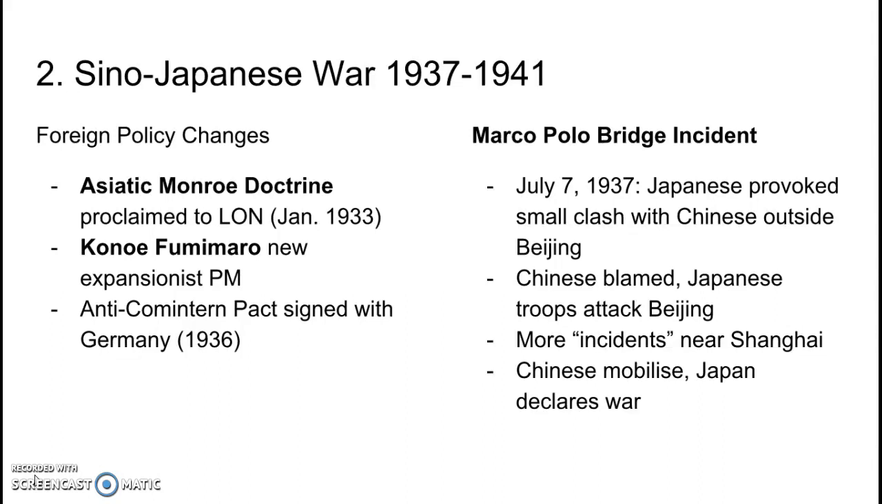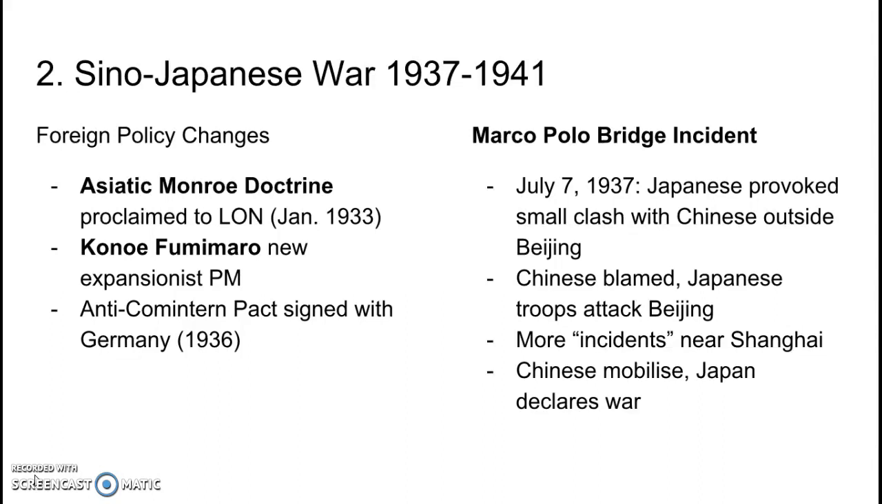The start of the Second Sino-Japanese War happened on July 7th, 1937. The Japanese provoked a small clash with the Chinese outside of Beijing. It was over a pass known as the Marco Polo Bridge. The Chinese were blamed once again. This is a similar routine or pattern that we saw with Manchuria.